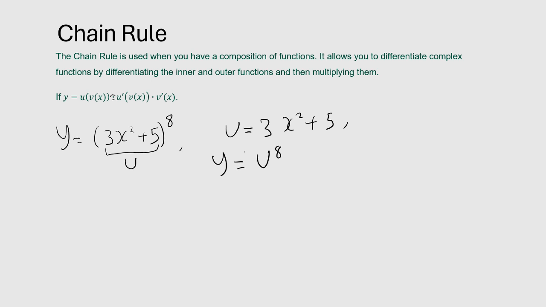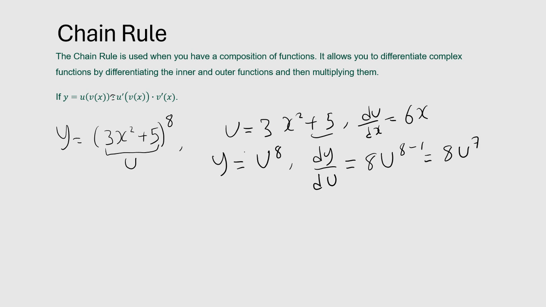If you differentiate this with respect to x, du/dx will just be 2 times 3, which is 6, x power 2 minus 1, which is just 1. So we have 6x. Differentiation of 5 is just 0. So this is 6x. And here we differentiate y with respect to u, so we'll have dy over du. Then we write our u power 8, we take 8 here and we subtract 1 from the power. So this is 8u power 7.